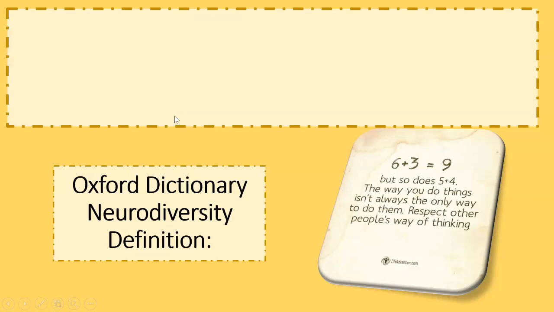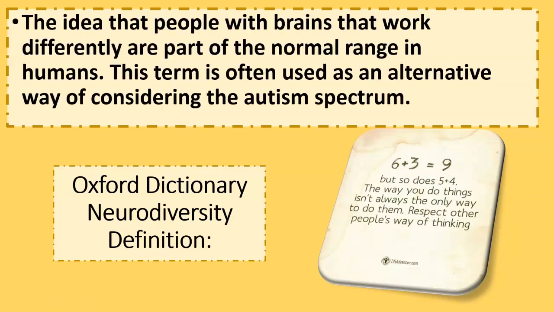So I looked up the Oxford Dictionary definition of neurodiversity, and it is basically the idea that people with brains that work differently are part of the normal range in humans, a term often used as an alternative way of considering the autism spectrum. The first thing a lot of people think when they hear neurodiverse is autism, but it does have several other conditions: ADHD, sensory processing, dyslexia, Tourette's, and some other conditions as well.